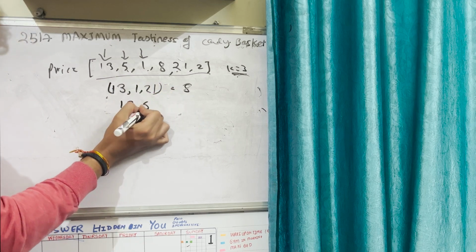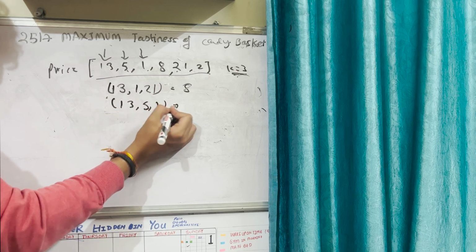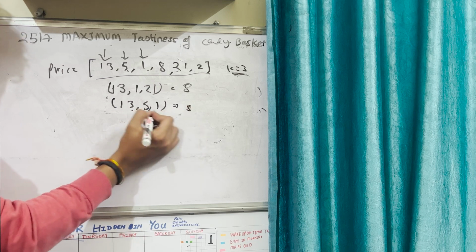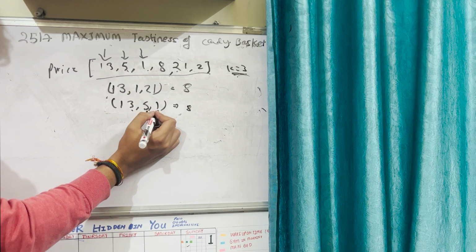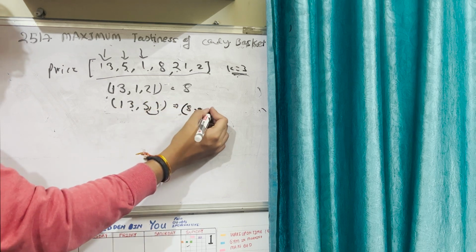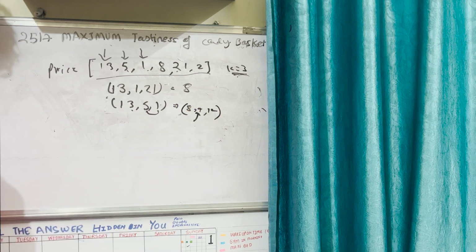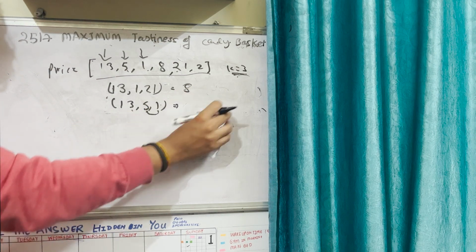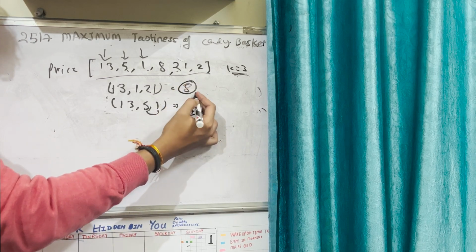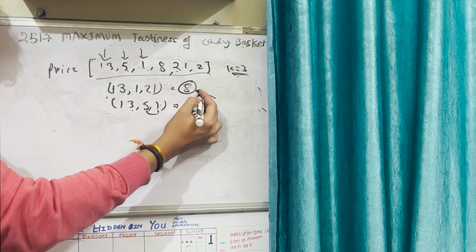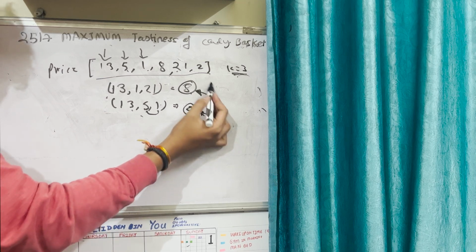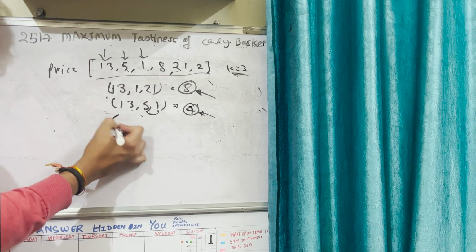If you took 13, 5 and 1, so 13 minus 5 will be 8, the other one 5 minus 1 will be 4, and the other one will be 12. So the minimum is 4. This whole thing absolute will be boiled down to 4, which is not greater than 8, as we have to return the maximum tastiness. This is the tastiness of the other 3 candies, and the maximum is this one, 8.